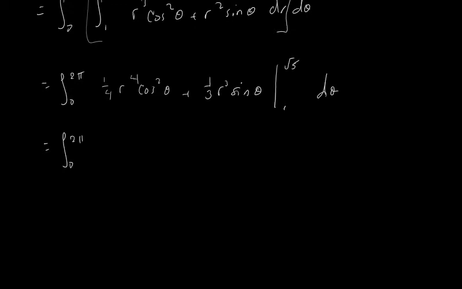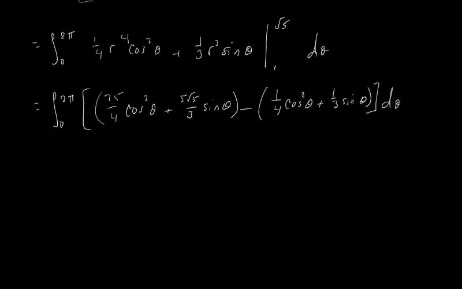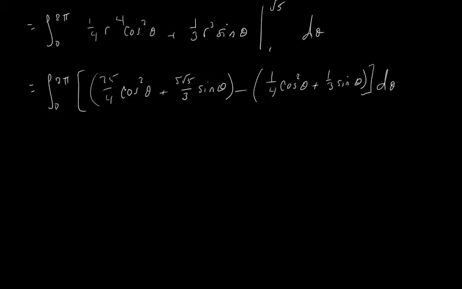So this is our integral from 0 to 2 pi of, replacing every r with root 5, 25 over 4 cosine squared of theta plus 5 root 5 over 3 times sine of theta, minus, now plug in a 1, 1/4 cosine squared of theta plus 1/3 sine of theta, and then we'll integrate that with respect to theta. Okay, so you'll notice now that there are no more r's in our function. Once we do our integration with respect to a variable, that variable should no longer be present in our expression.